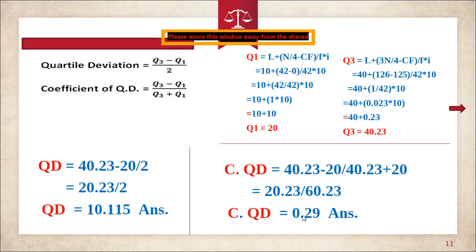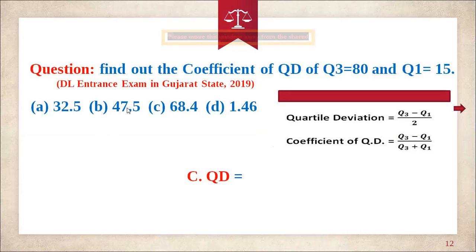It's clear, sir. Okay, fine. Then we will go for mean deviation. For example, find the coefficient of quartile deviation when Q3 is equal to 80 and Q1 is equal to 15. So they have given the data. This question was asked in the assistant professor entrance exam in Gujarat State in 2019. This kind of question will be asked in further entrance exams.